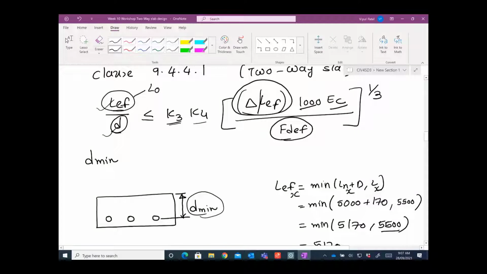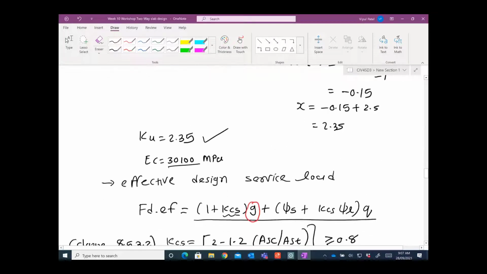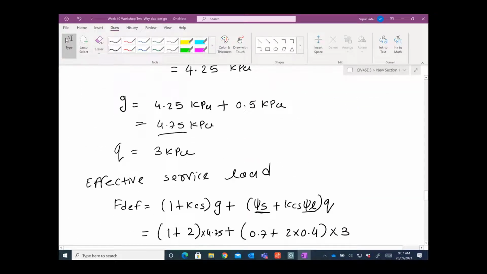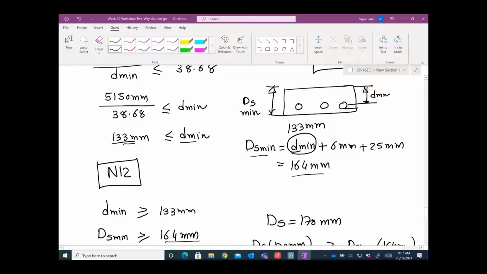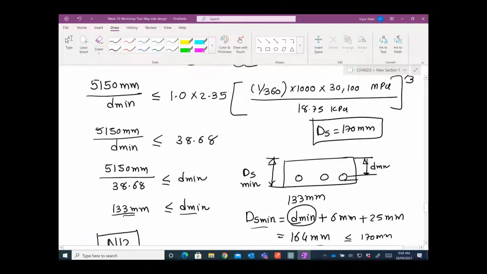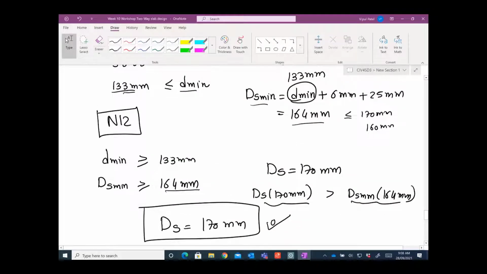K3 we discussed, K4 we discussed. This is given in the example. Ec we can get from tables. Fdef we can get from the equations as well. And we have done the calculations, and we found that d minimum is about 133, with the calculations giving us 164, which is less than what we assumed, which is good, right? This is the minimum 164 we needed. If we assumed 160 millimeters, then you need to go back and redo all of this by increasing. So it's an iterative process. But with 170 millimeters, the assumption is okay.